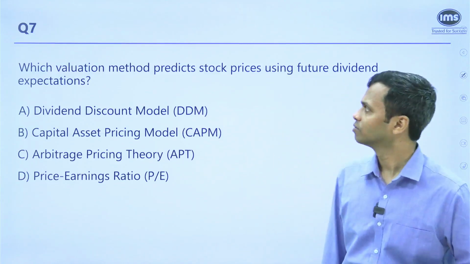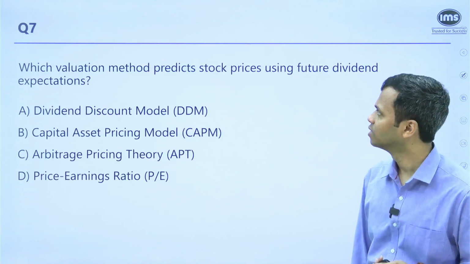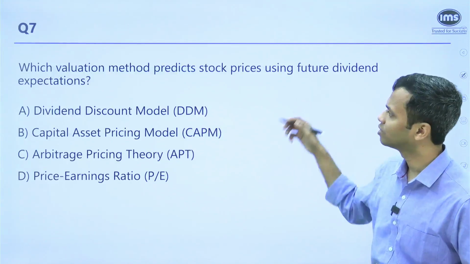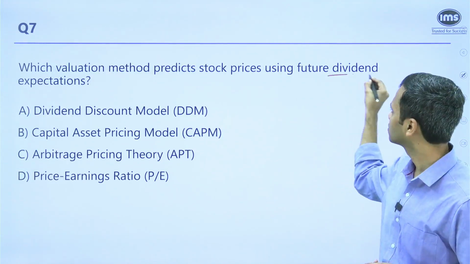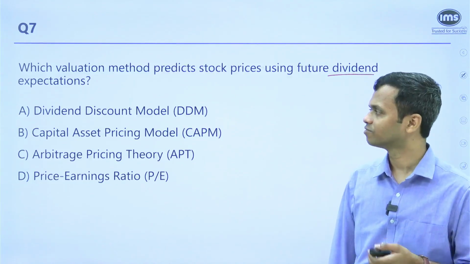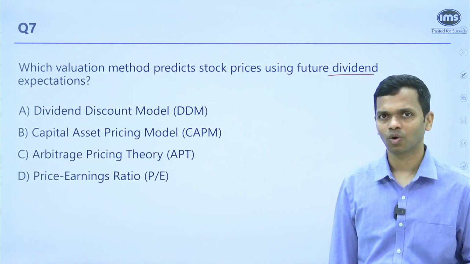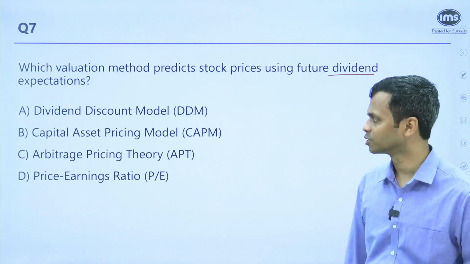Let's move on to the next one, which says: which valuation method, since there are different valuation methods that exist, predicts stock prices using future dividend expectation. Now your answer definitely should have something to do with dividends in it. The first one says dividend discount model. Second is capital asset pricing model, CAPM as it is called, again something which is taught in business schools.